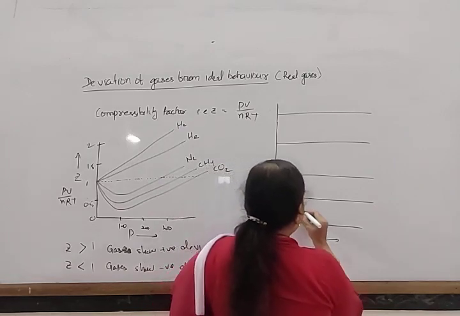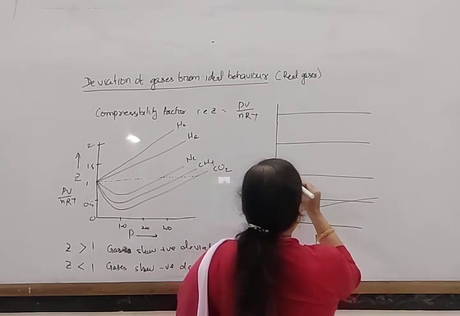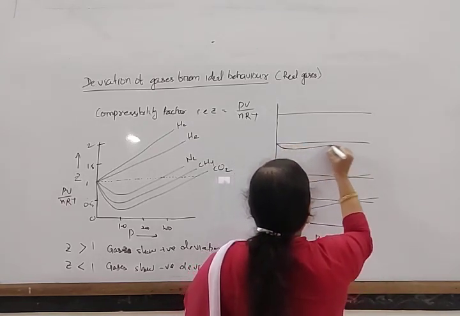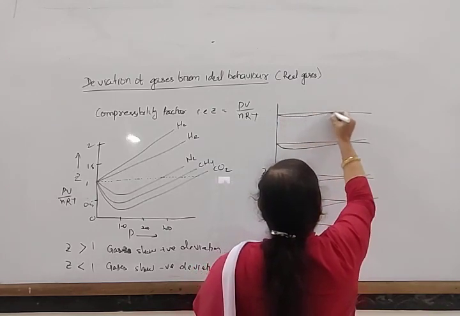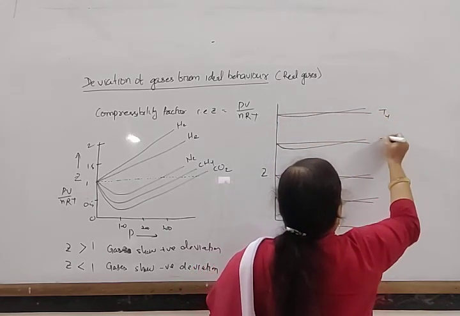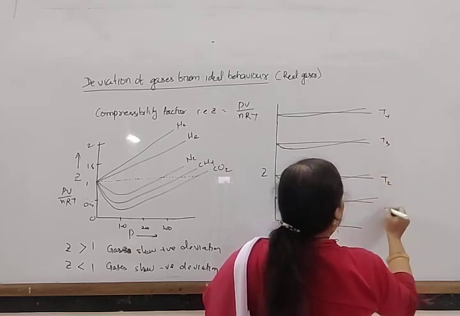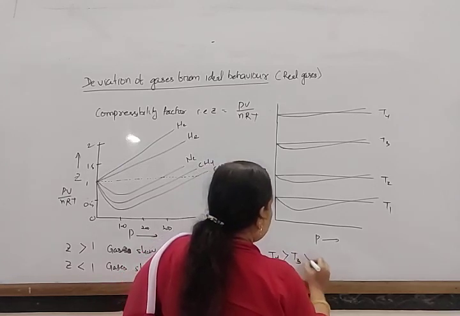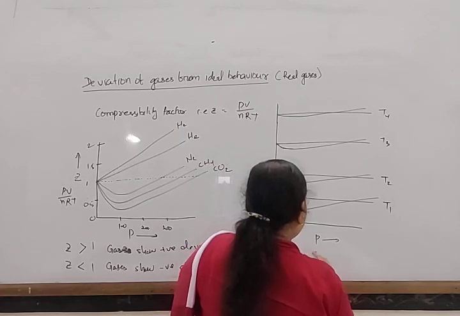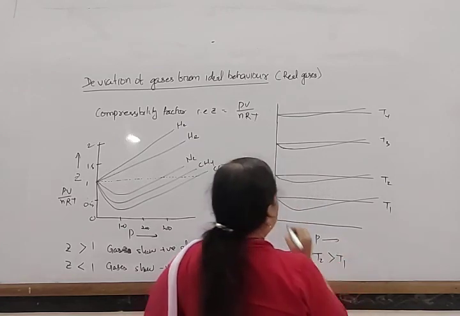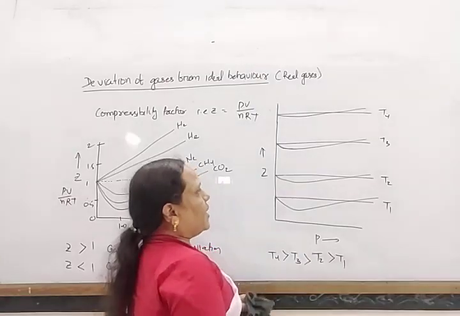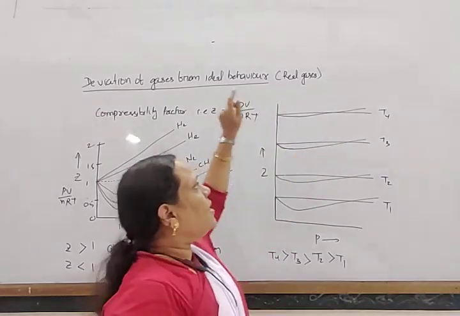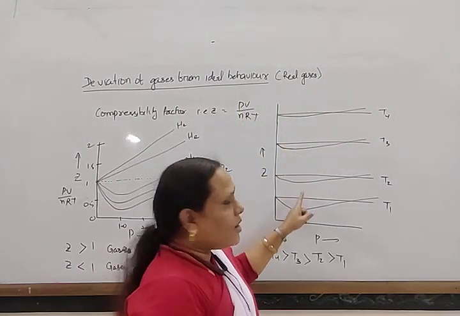This dip of the curve decreases as the temperature increases. So this is T4, T3, T2, T1, where T4 is greater than T3, greater than T2, greater than T1. So for Z versus P drawn for nitrogen gas, it is found that as the temperature increases, the dip of the curve decreases.